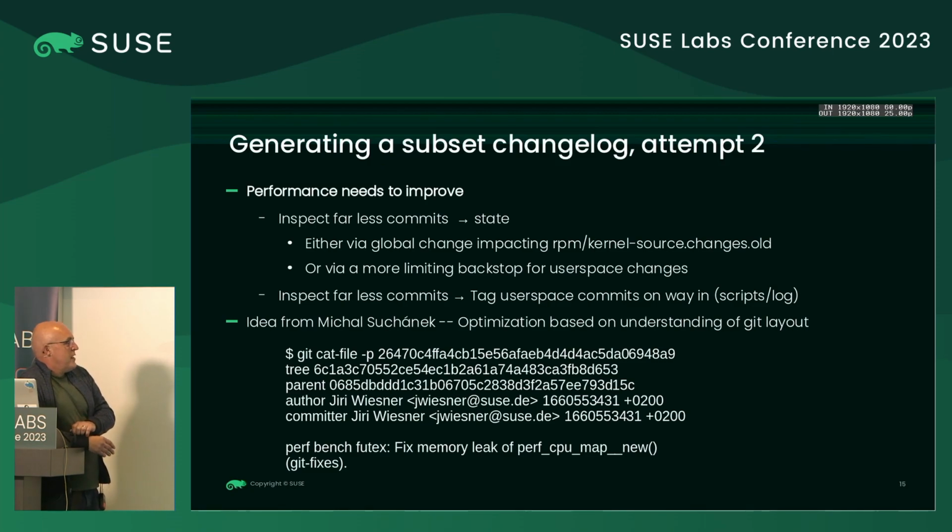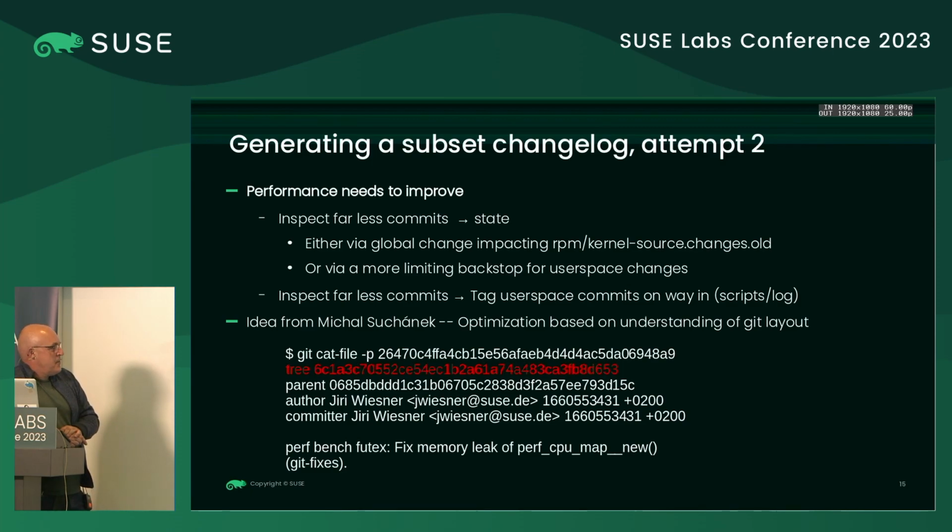So I was talking to Mikkel about this a week ago, and he said, well, look at this. And so I thought I'd try this. There's a kind of optimization based upon our Git layout. This happens to be a commit. If we look at this commit here, the things of interest are the tree object and the parent object here.